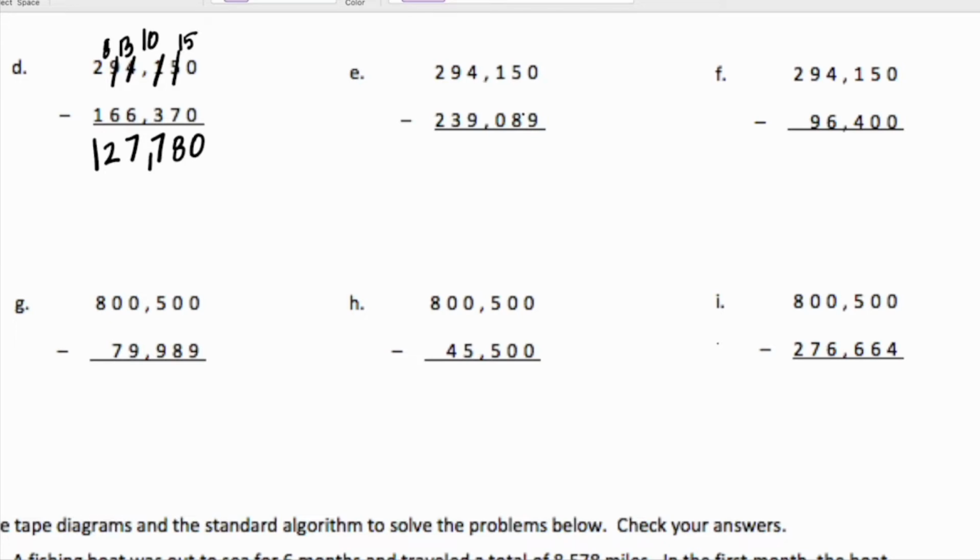294,150 minus 239,089. I can't do 0 minus 9. So I'm going to take from the 5, add to the 0. Now I can do 10 minus 9. I can't do 4 minus 8. I'm going to take from the 1, add to the 4. Now I can do 14 minus 8. I can do 0 minus 0. I can't do 4 minus 9. So let's take from the 9. It becomes 8. The 4 becomes 14. Now I can do 14 minus 9. I can do 8 minus 3. I can do 2 minus 2. Let's subtract.